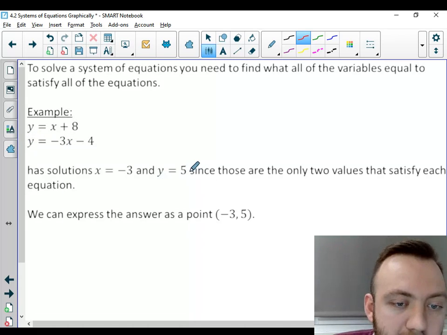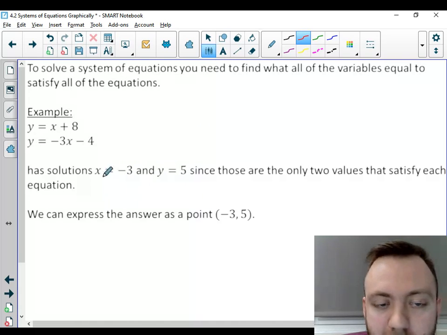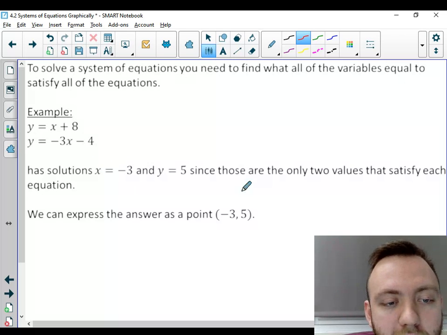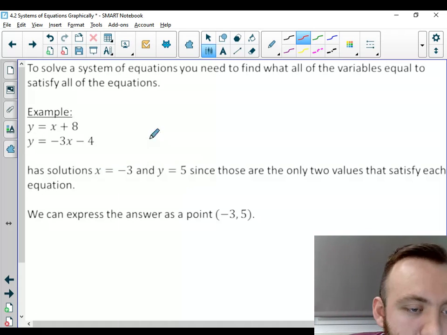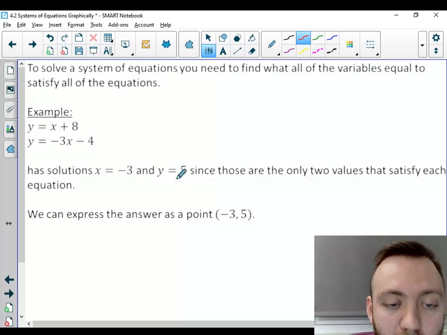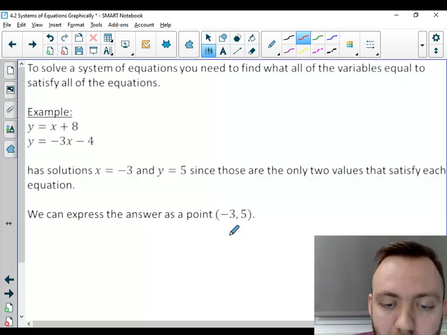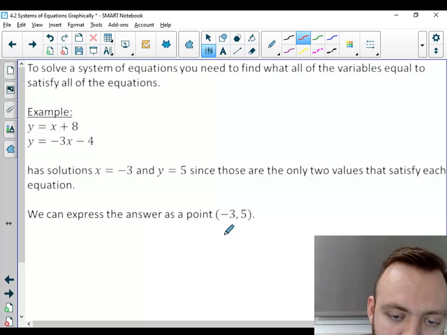And so these are the only two numbers, or one number for each of these, that work to satisfy both of these. And so we can express this as a point because they need to be together, right? We need x equals negative 3 and y equals 5. That's the only thing that works. So we can express our answer as a point, negative 3, 5, because a point is an x value and then a y value.